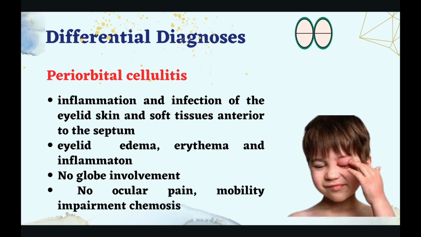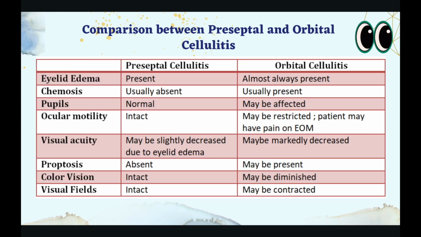Foremost is periorbital cellulitis. This is the inflammation and infection of the eyelid skin and soft tissue anterior to the septum. The eyelid becomes edematous, erythematous, and inflamed. However, there is no globe involvement, no ocular pain, and no mobility impairment or chemosis. Hence, this is ruled out. This slide projects the comparison between preseptal or periorbital and the orbital cellulitis.